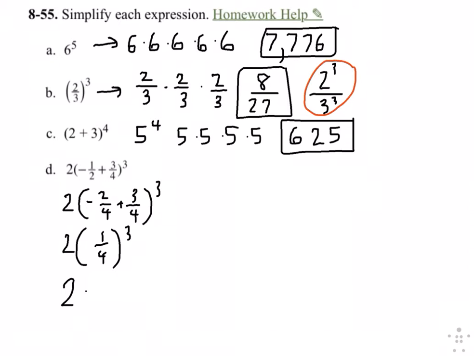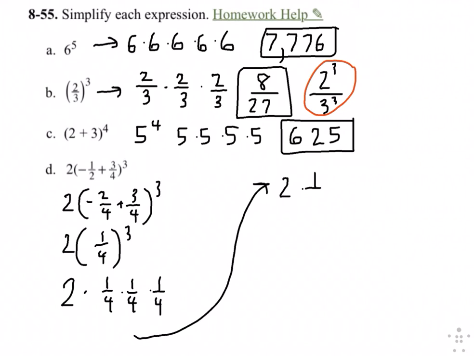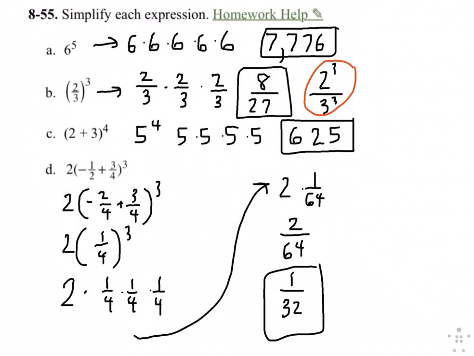So this is really 2 times 1/4 times 1/4 times 1/4, right? So that's equivalent. I'm going to come up here, right? 4 times 4 is 16 times 4 is 64. So that's 2 times 1/64, or 2/64, which reduces to 1/32 for part D.